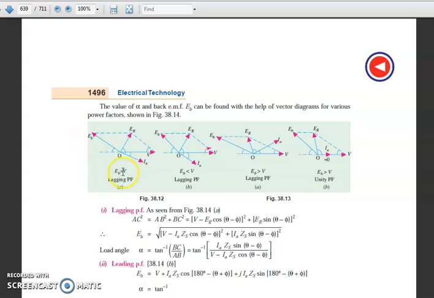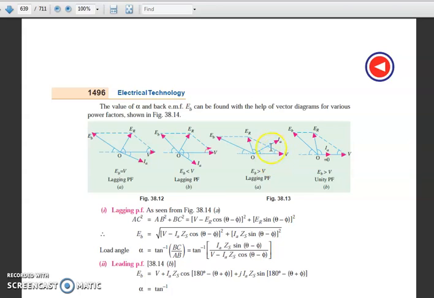Okay, in that case when EB is equal to V, the motor always draws the lagging power factor current. We can see that the armature current is lagging. If EB is less than V, also the armature current is lagging. But in the next case, if EB is greater than V, the motor draws the leading power factor current. Okay, here not unity, it should be leading. If EB is greater than the supply voltage V, then the motor always draws the leading power factor current.